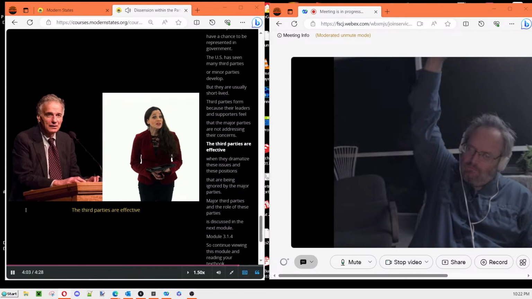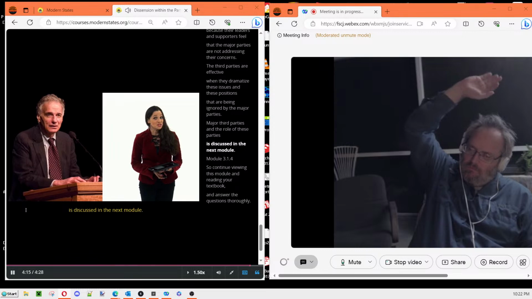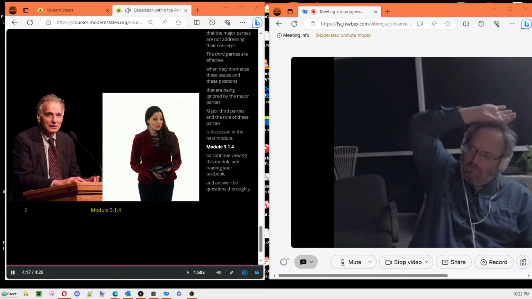But third parties are effective when they dramatize these issues and these positions that are being ignored by the major parties. The major third parties and the role of these parties is discussed in the next module, Module 3.1.4. So continue viewing this module and reading your textbook and answer the questions thoroughly.